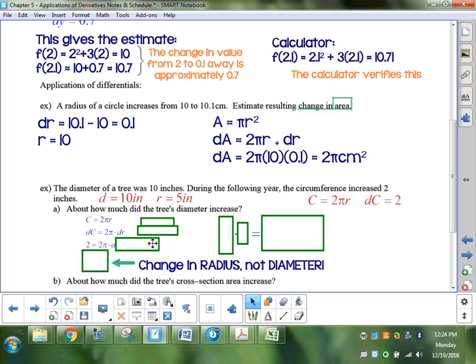2. So how can I solve for the dr, or the change in the radius? How can I solve for the change in the radius? Yeah, and what would we get? 1 over pi. That's equal to what the change in the radius is. Now, how much did the tree's diameter increase? Remember, we found the change in the radius. What do we do to find the change in the diameter? Double it. What is 1 over pi plus 1 over pi?